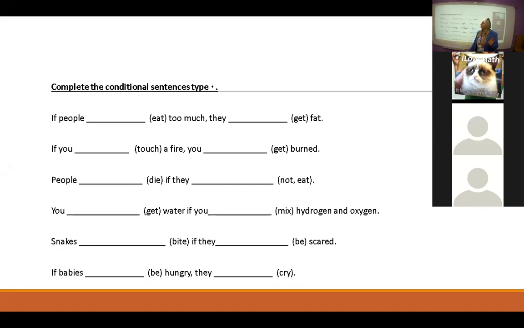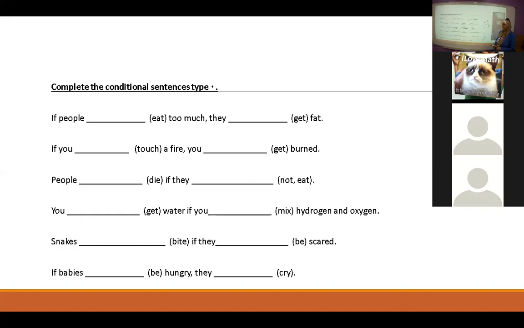Now, a very tricky question for only clever students. We said that with conditionals, we use simple present. But the verbs here that we didn't change are in the base form, or bare infinitive, you know, verb one, the base form. So what do we say?